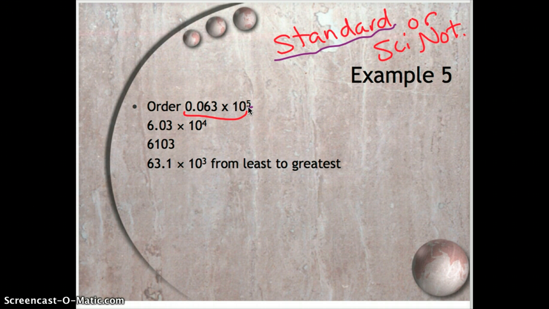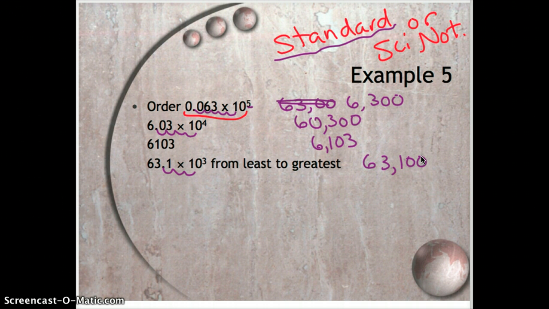I'm still going to move my decimal 5 times to the right. So 1, 2, 3, 4, 5. I've added 2 zeros. So 6,300. That's that first one. This I'm going to move 4 times. 2, 3, 4. I'm again adding 2 zeros. This time it's 60,300. 6,103 is already in standard form. And 63.1 times 10 to the third, so I'm going to move it 1, 2, 3. I'm going to add 2 zeros there.